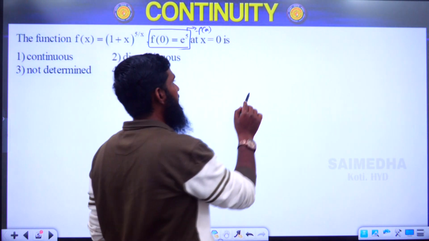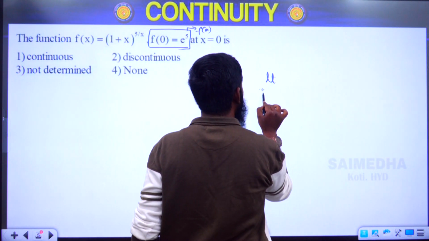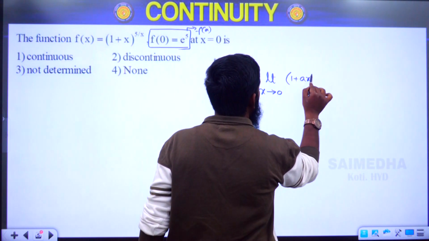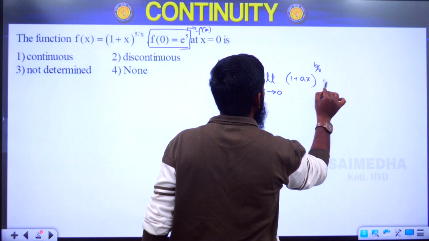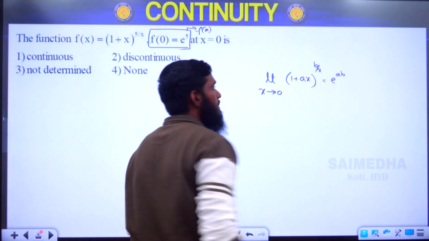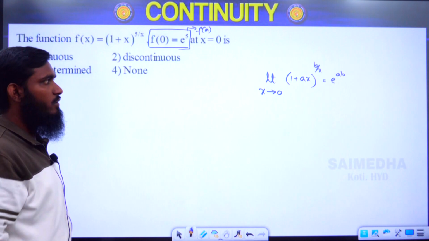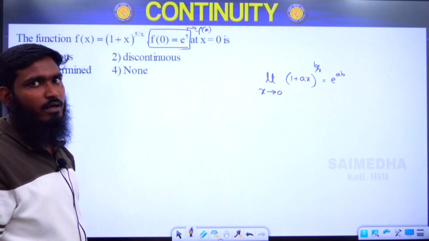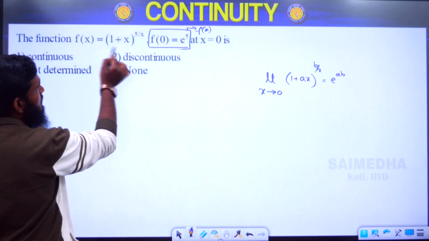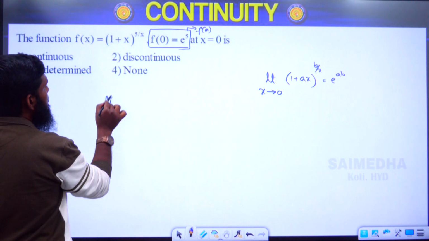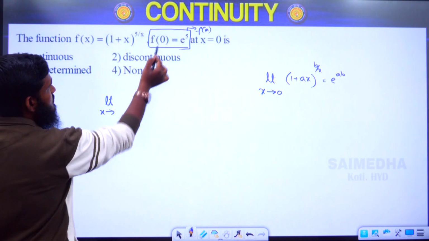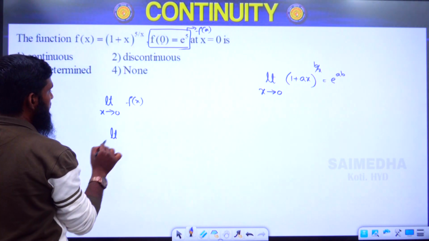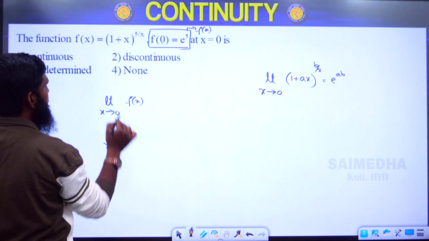So before applying this, we are having one formula in the limits. Limit x tends to 0, (1 plus ax) whole power b by x, is equals to e power ab. This is one of the formulas we are having in limits. Over here also the function we are having is looking like that only. So let us see this part now. Limit x tends to 0 only we are having. Limit x tends to 0, f of x. So what is f of x we are having?